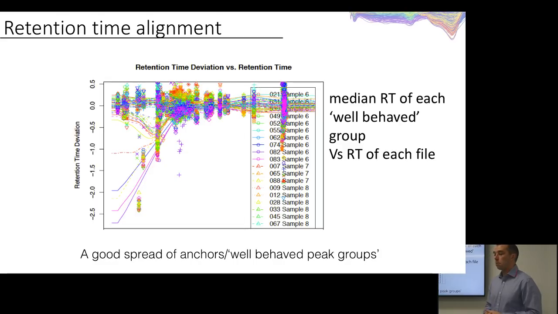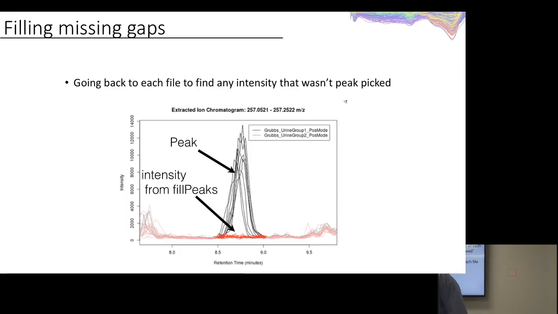Now, this may not be the case. You may have chosen to do the other algorithm, which is Orbiwarp, which I'm not going to go into detail here today, but we will have future streaming events and presentations to talk about that. Now, as I said, it takes the median retention time of each of those well-behaved groups, and it does it between each file, and you want to make sure that you have a good spread of those.